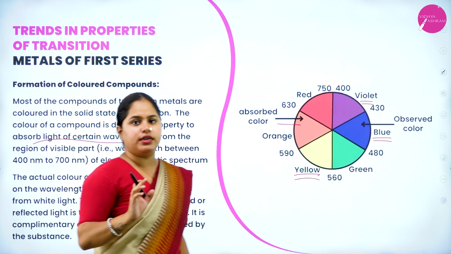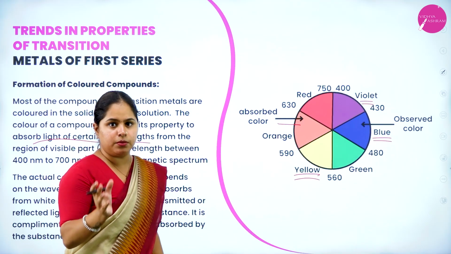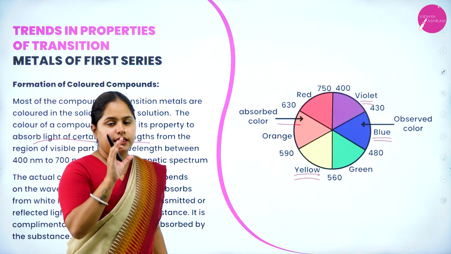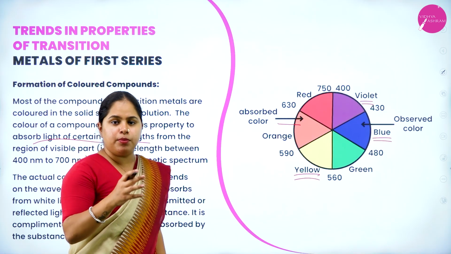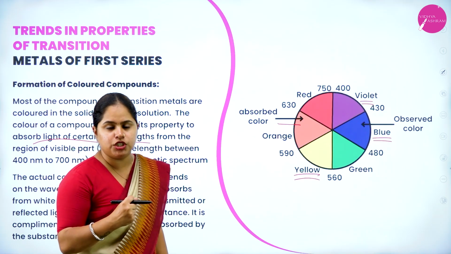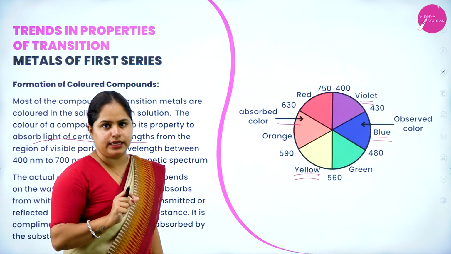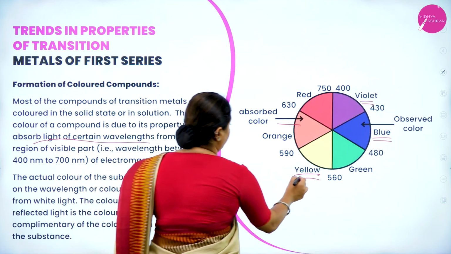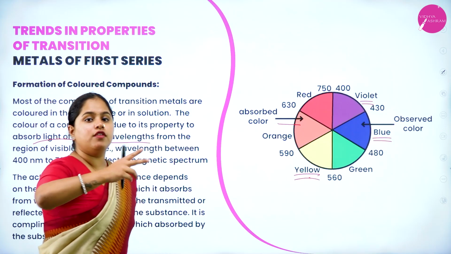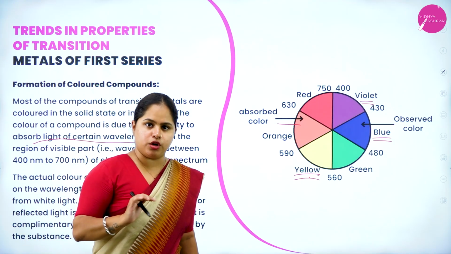So, what you have to understand is, if the solution is violet in color, that does not mean that the D block element has absorbed the violet range of the visible light. It has absorbed the wavelength of yellow. So it is always complementary to each other. This is what you have to remember.